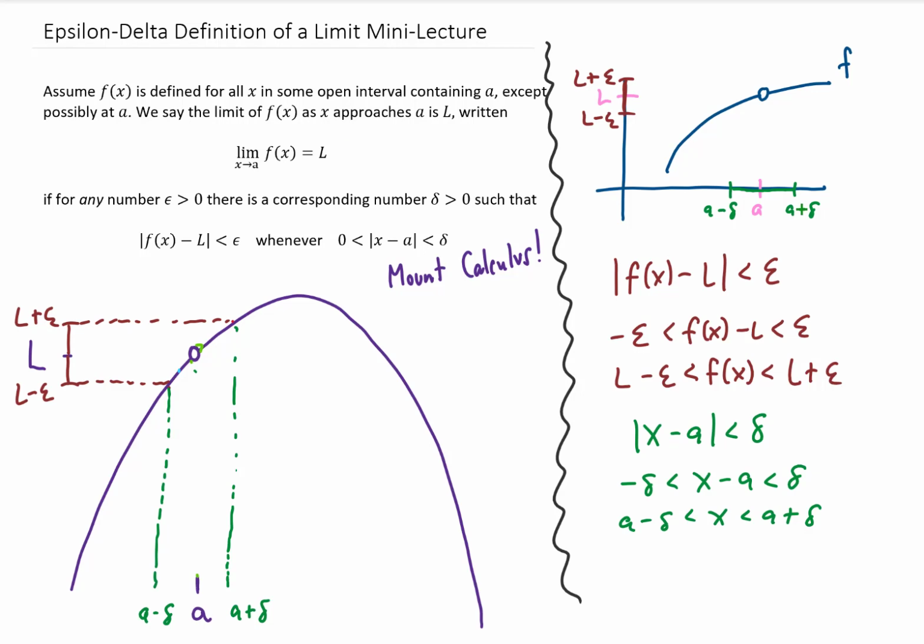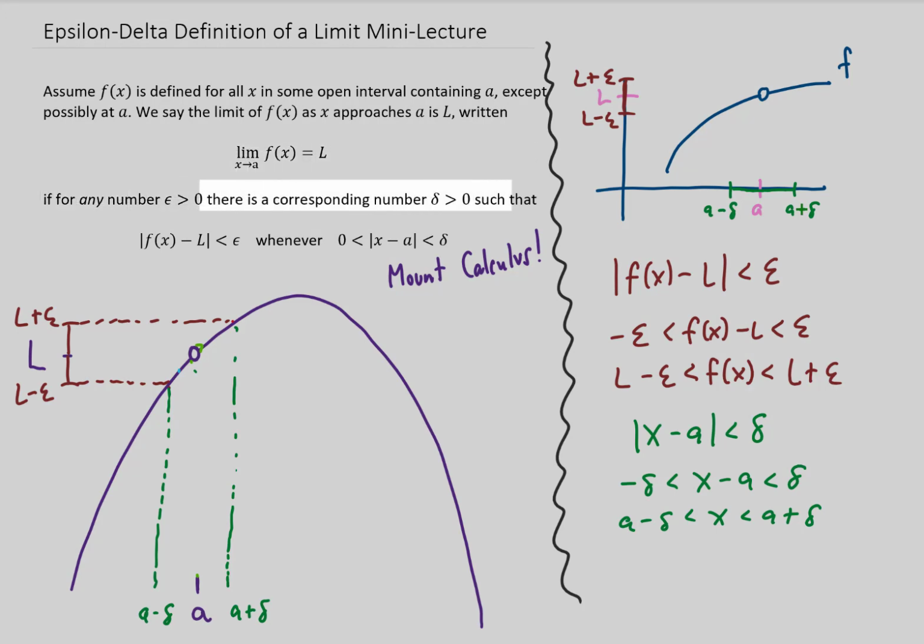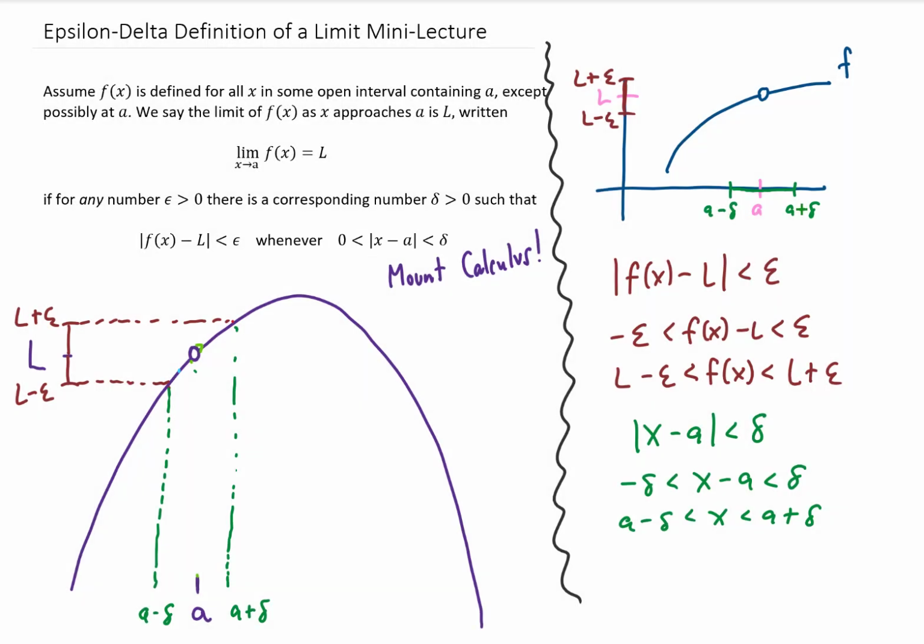So let's read it out. This limit exists if for any number epsilon, there is a corresponding number delta such that our altitude is within an epsilon of L whenever our horizontal distance is within a delta of A. So let's read it again. This limit exists if for any number the queen gives you epsilon, there is a corresponding delta that you can come up with such that your altitude will be within an epsilon distance of L whenever your horizontal position is within a delta distance of A.